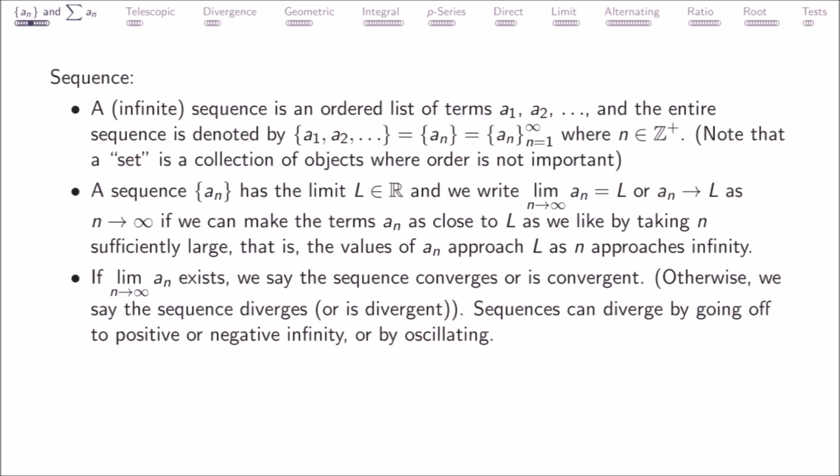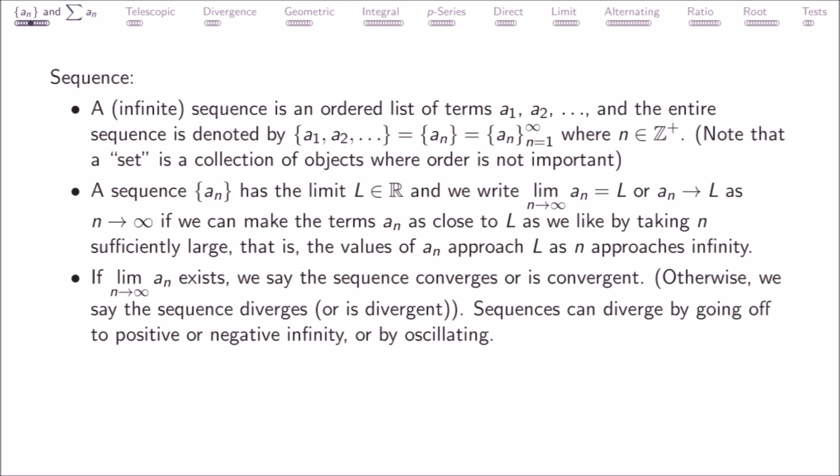Sequence. An infinite sequence is an ordered list of terms, and the entire sequence is denoted by this. Note that a set is a collection of objects where order is not important. A sequence has the limit L, and we write this, if we can make the terms an as close to L as we like by taking n sufficiently large, that is, the values of an approach L as n approaches infinity.